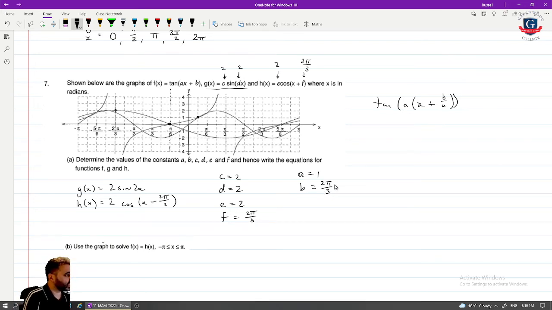I'll check my answer quickly. Question 7. Where are we? Here. No? 7. Here. A is 1, that's good. B is pi on 6. Oh. Well, let's check that. Yes, b is pi on 6. I'm an idiot. It's only been shifted from here to here, which is pi on 6.